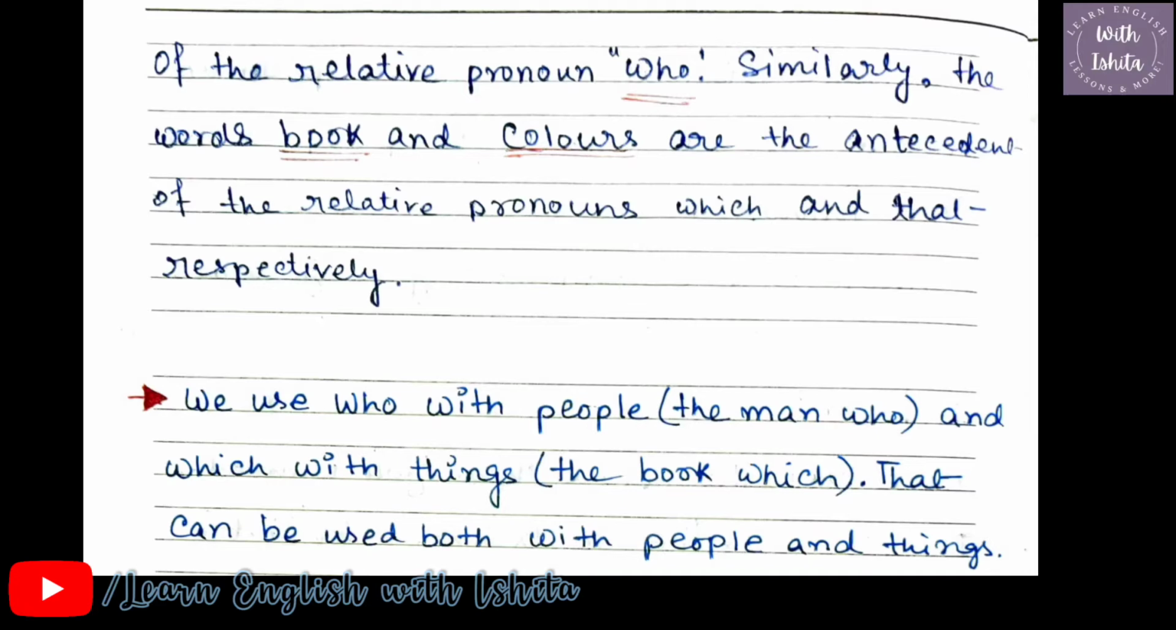We use who with people, the man who, and which with things, like the book which, and that can be used both with people and things.